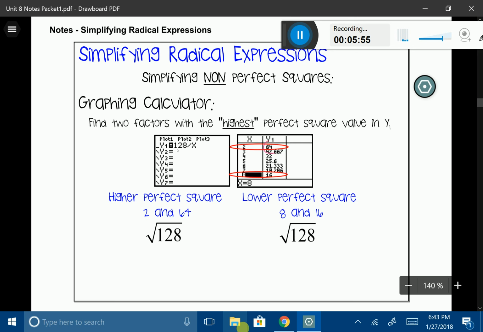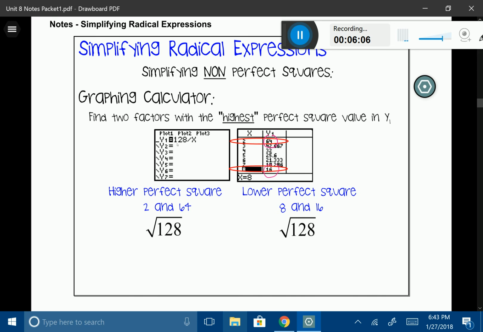Notice how 64 is a higher perfect square number than the number 16. I'm going to show you two examples here below using these two factors, and I'm going to show you the difference between using the lower perfect square number versus the higher. So let's go ahead and use the higher perfect square first, the 2 and the 64. If I break 128 into the square root of 2 times the square root of 64, I look back at the square root of 2, and it is simplified. And I can break the square root of 64 into 8. And there I have my answer.